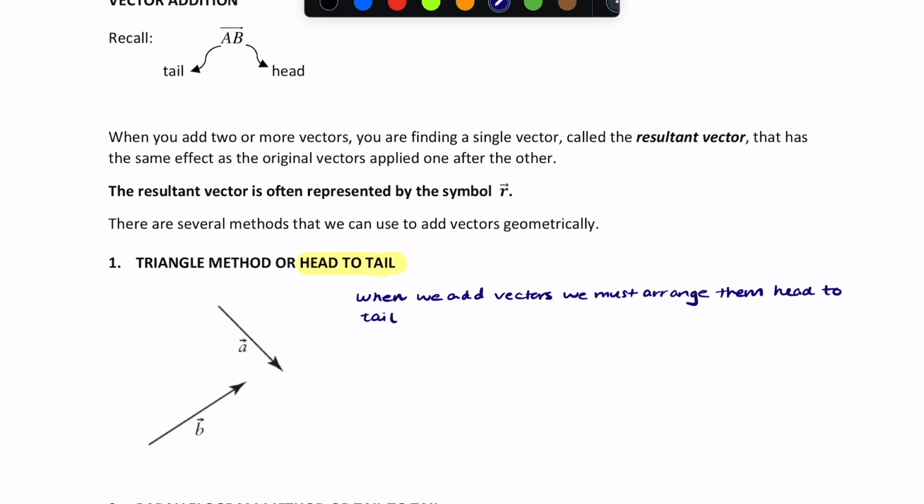So we must arrange them head to tail. And so the resultant vector, again, starts at the tail of one vector and finishes at the head of the next vector.